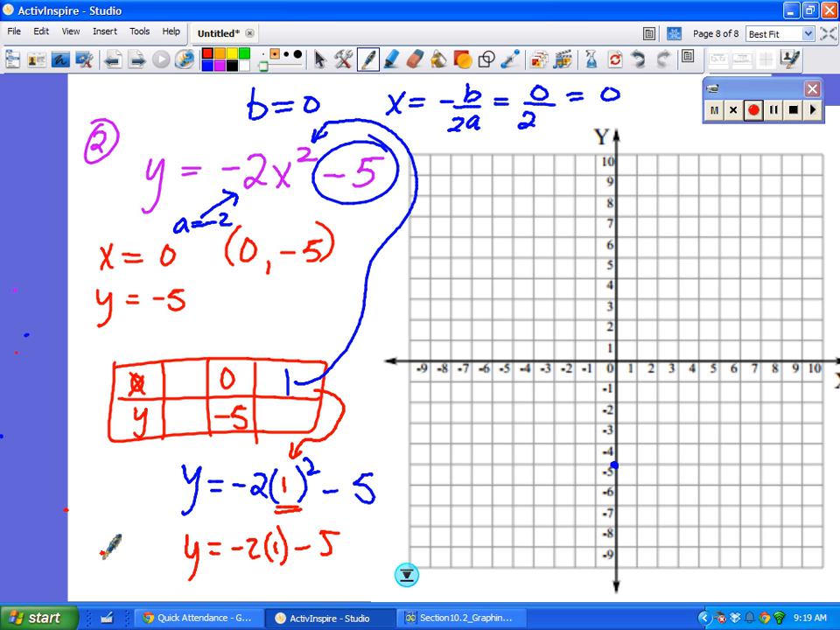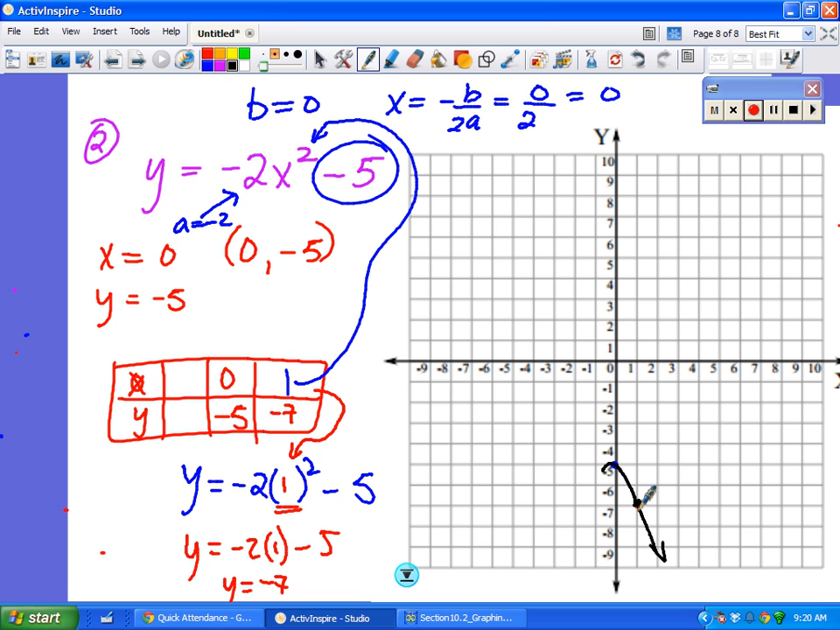You plug in that and you get y equals what? Negative 7. You see it? You getting it? So when you go 1, negative 7, this will be the right side of the parabola.